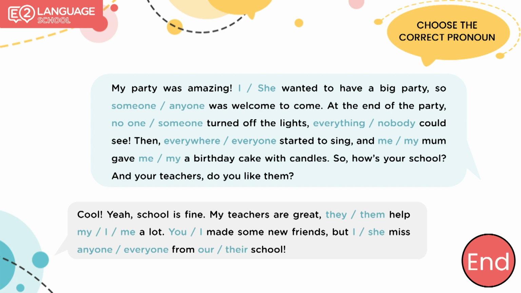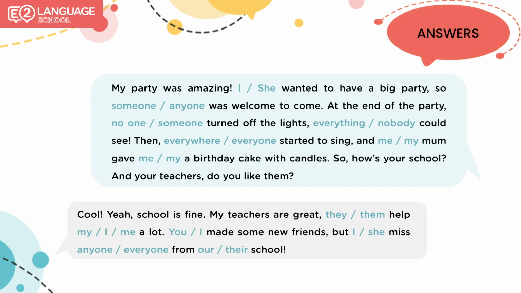Okay, everyone, time is finished. So let's take a look at the answers. So my party was amazing. I wanted to have a big party. So we use I because Willie is the speaker. So I wanted to have a big party. So anyone was welcome to come. At the end of the party, someone turned off the lights and nobody could see.